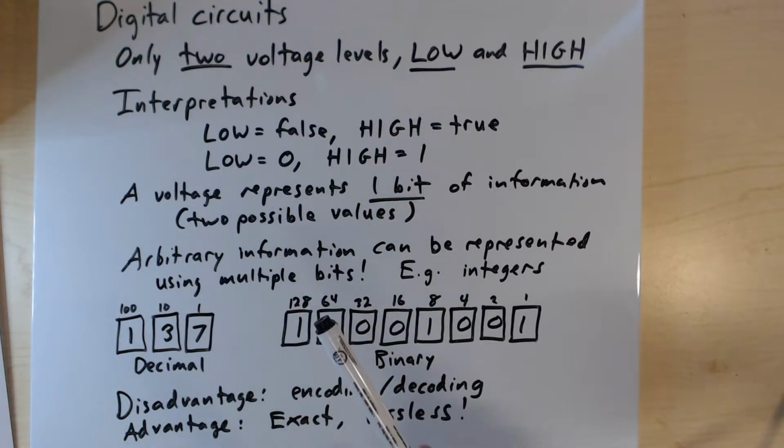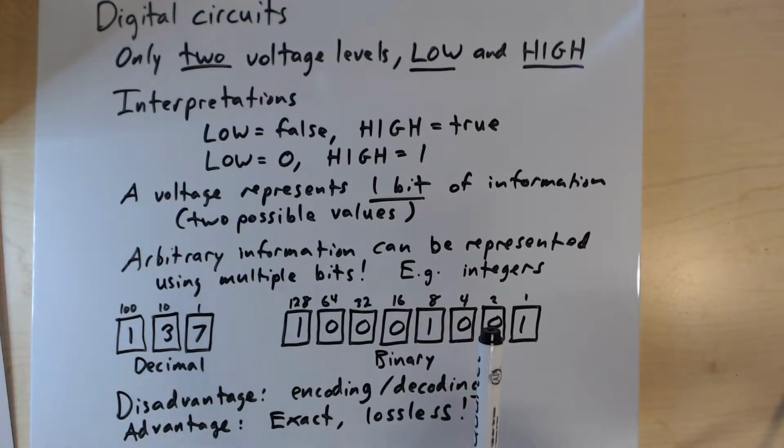But regardless of how we interpret the meaning of the low and high voltages, the main thing to understand is that a single voltage represents one bit of information, meaning that it is one of two possible values.